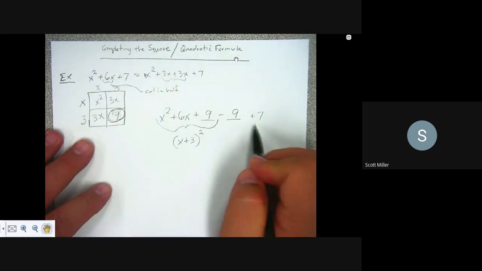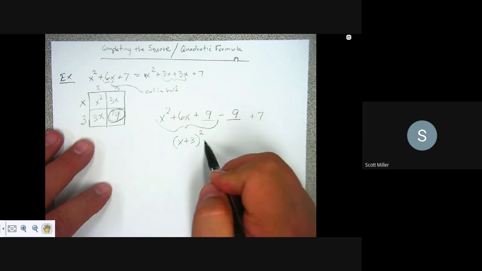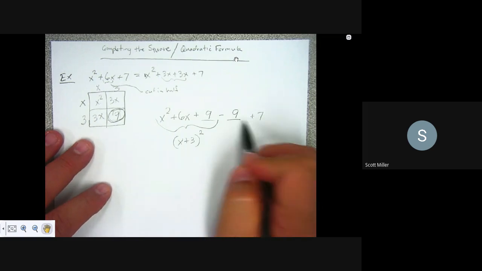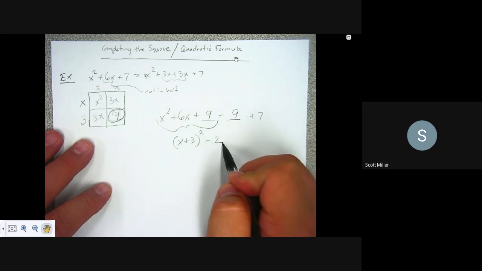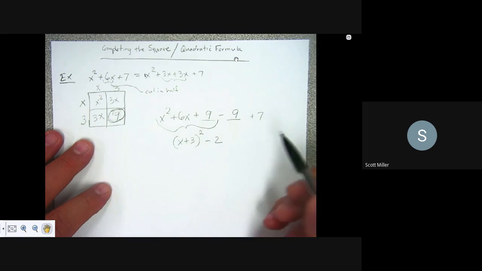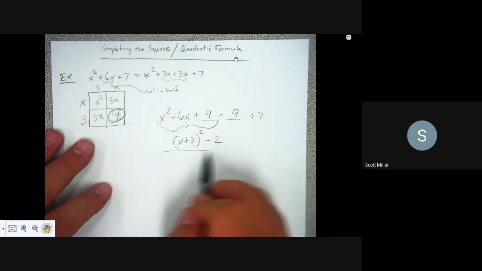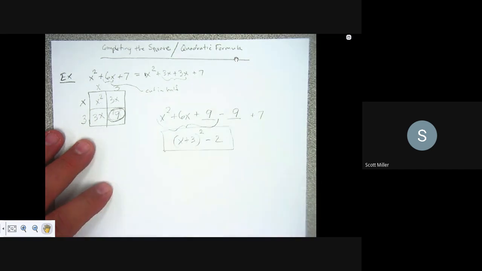Well, what about these back numbers? These combine together, and it gives you the thing that's being added or subtracted at the end here. So a negative 9 plus a 7 gives me the minus 2. Okay? So that is what you get after you complete the square. That's what they're looking for.